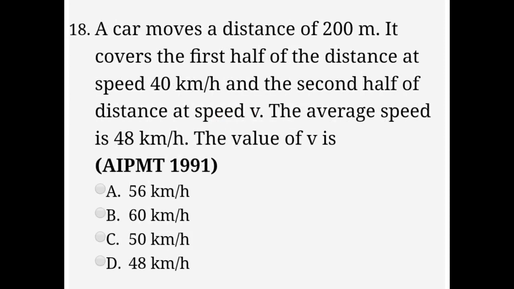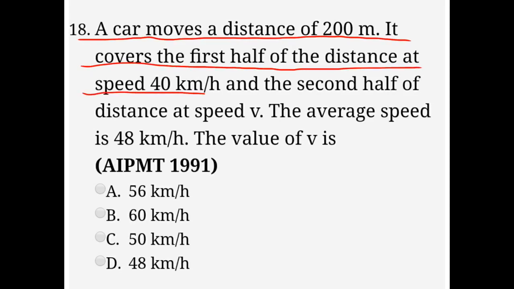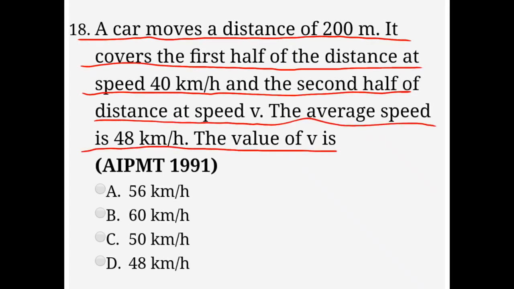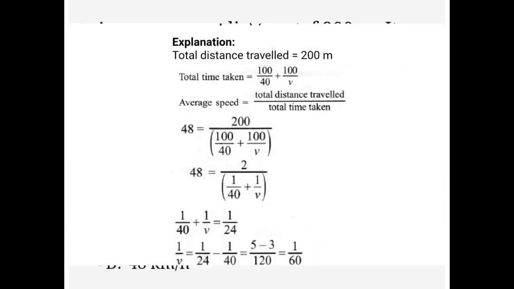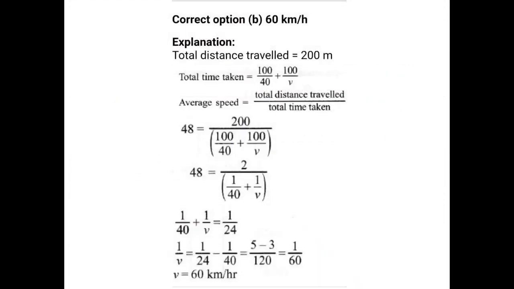Question number 18. A car moves a distance of 200 meters. It covers the first half of the distance at speed 40 km per hour and the second half of the distance at speed v. The average speed is 48 km per hour. We have to find the value of v. Option A 56 km per hour, option B 60 km per hour, option C 50 km per hour, option D 48 km per hour. The correct answer for question number 18 is option B, 60 km per hour.